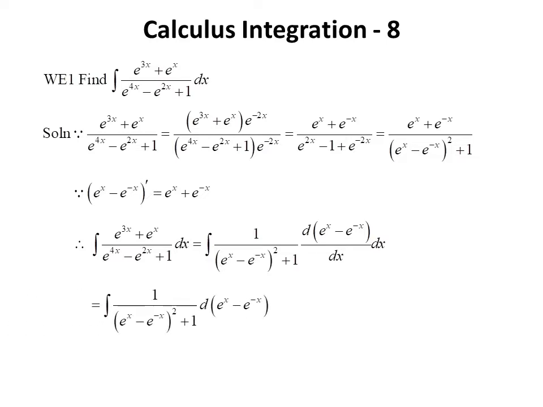which is written to the integral of 1 over the sum of e to the x minus e to the negative x, in parentheses squared plus 1 with respect to e to the x minus e to the negative x, which equals arctangent of e to the x minus e to the negative x, in parentheses plus c.